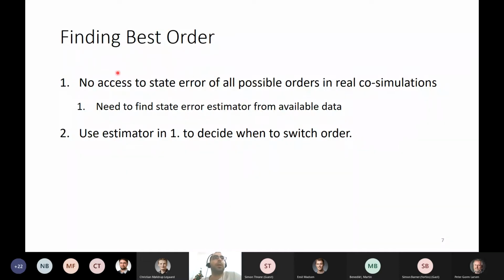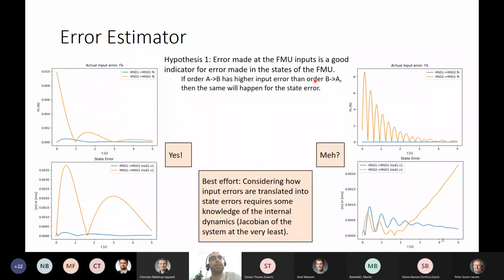One is we need to find an estimator, a formula that estimates the state error in all possible orders, so that we can compare which order is giving the lowest error possible at any point in time, and we can switch to that order. So this is the 2 steps. First, let's get this state estimator.